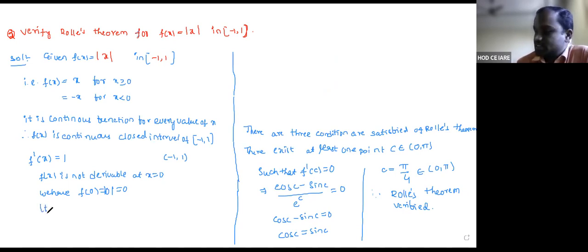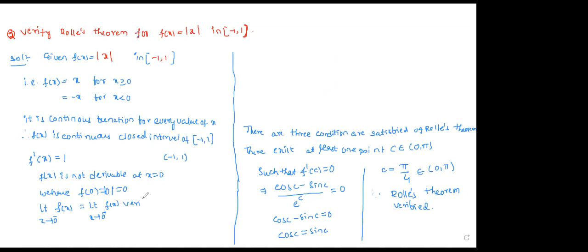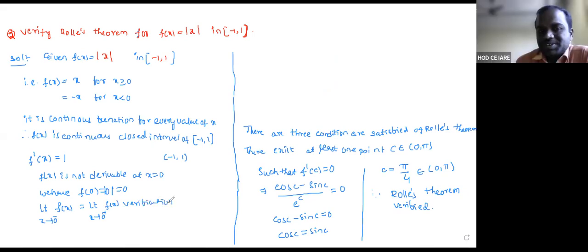Limit x tends to 0 minus f of x is equal to limit x tends to 0 plus f of x. We are verifying this. For the LHS, limit x tends to 0 minus, that is a negative value, less than 0. Less than 0 means f of x is defined as minus x.